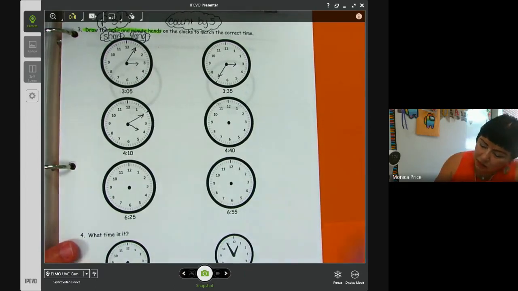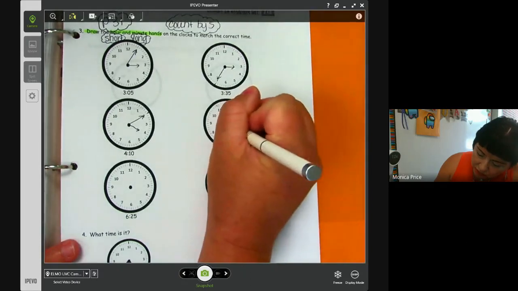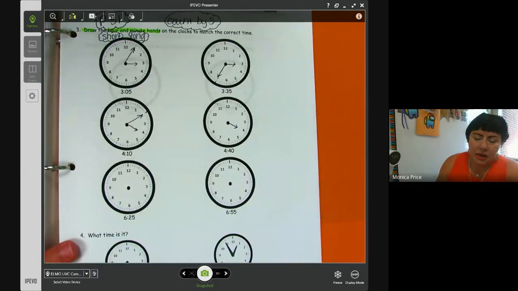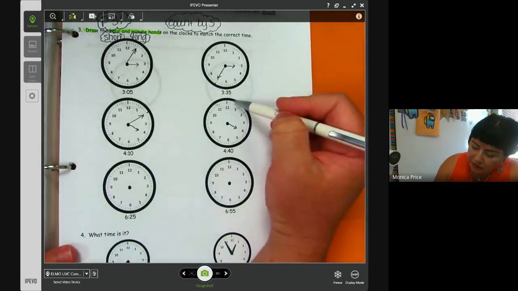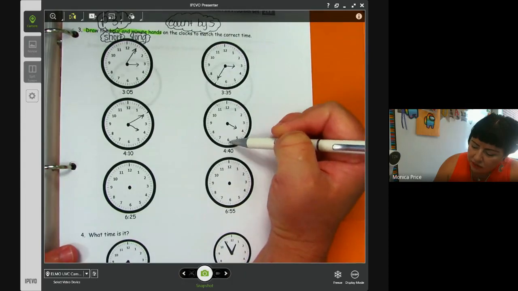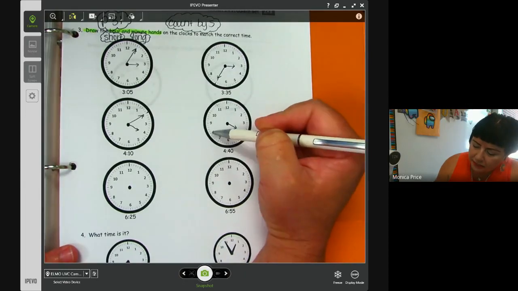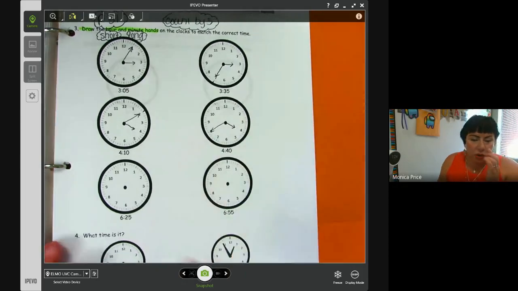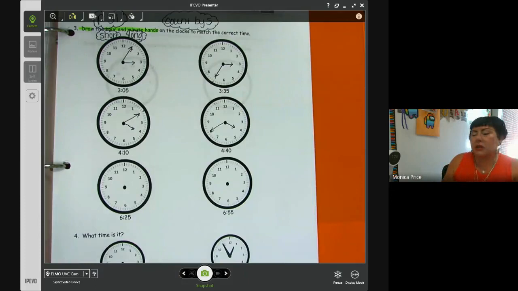And then the same thing over here. So we're going to do 4 o'clock, short hand, and then I'm going to count by 5. So we've got 5, 10, 15, 20, 25, 30, 35, 40. Extend that minute hand, either touching the 8 or almost to the 8. You want to make sure that they look different.